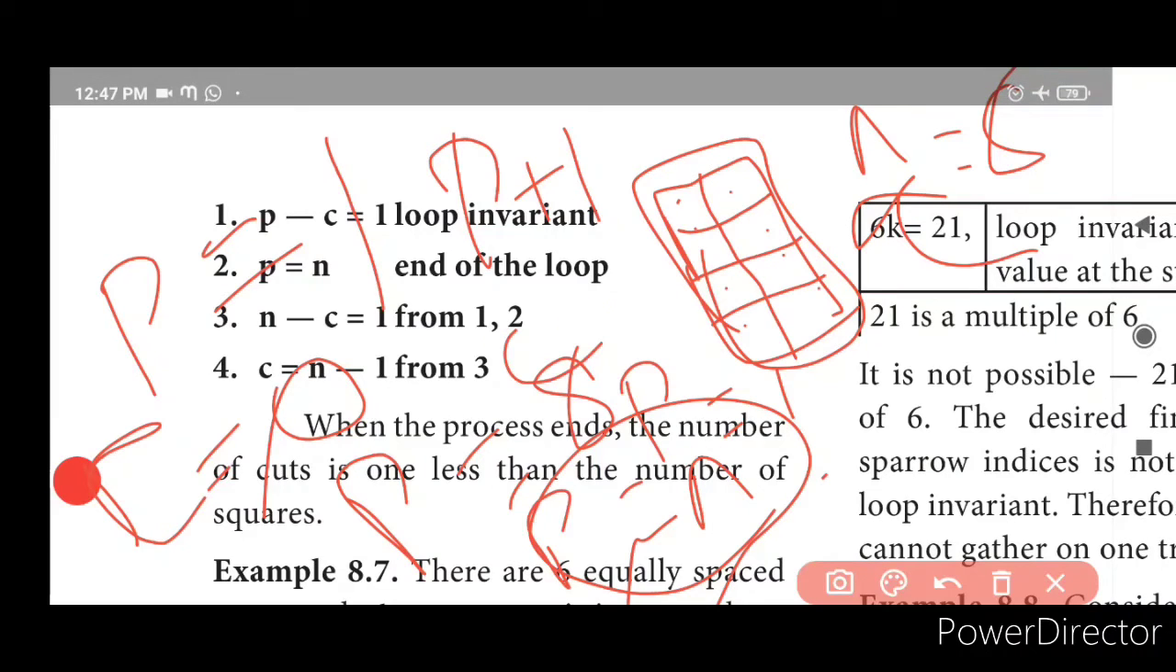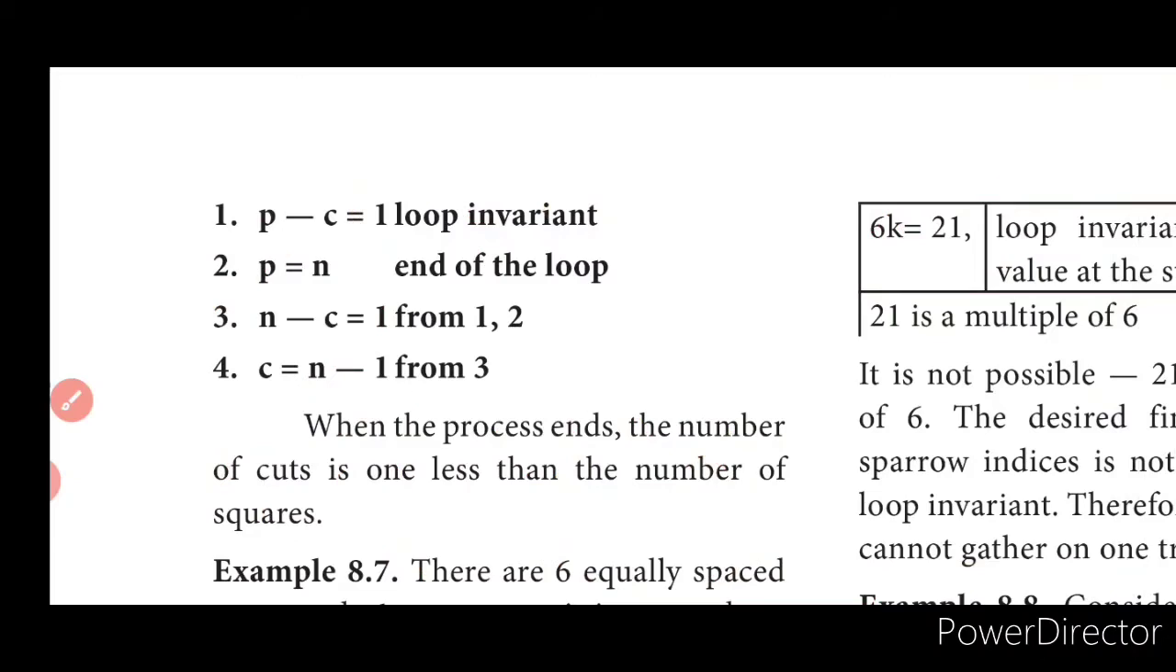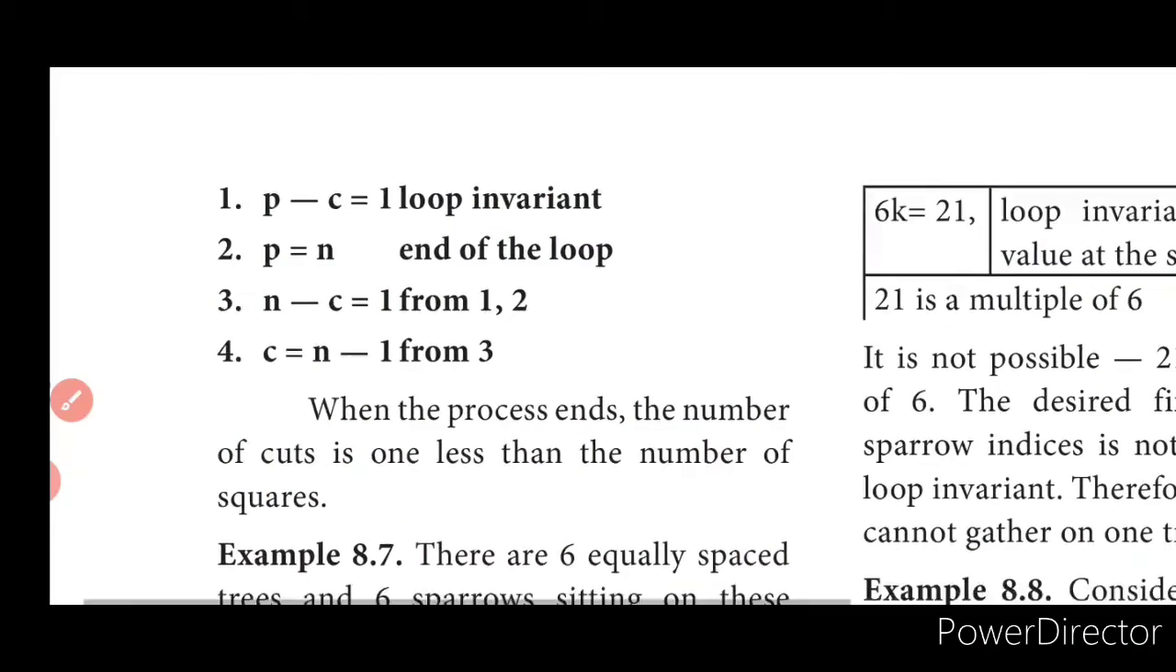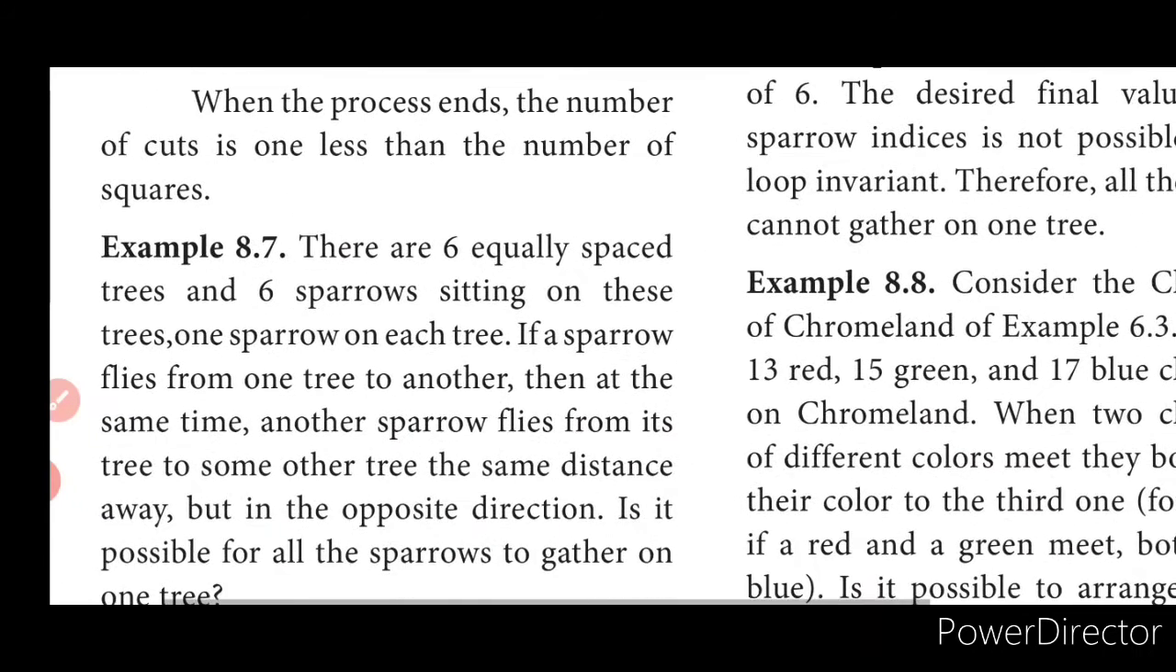P plus 1, C plus 1. P actually was 1, 1 plus 1 which is 2. C was 0 plus 1 which is actually 1. So 2 comma 1. The process will be continued again and again till P is equal to N. Clear, children? When the process ends, the number of cuts is 1 less than the number of squares. Because the bar is in terms of blocks only, you know. So the pieces will be more, but the cuts will be 1 less.